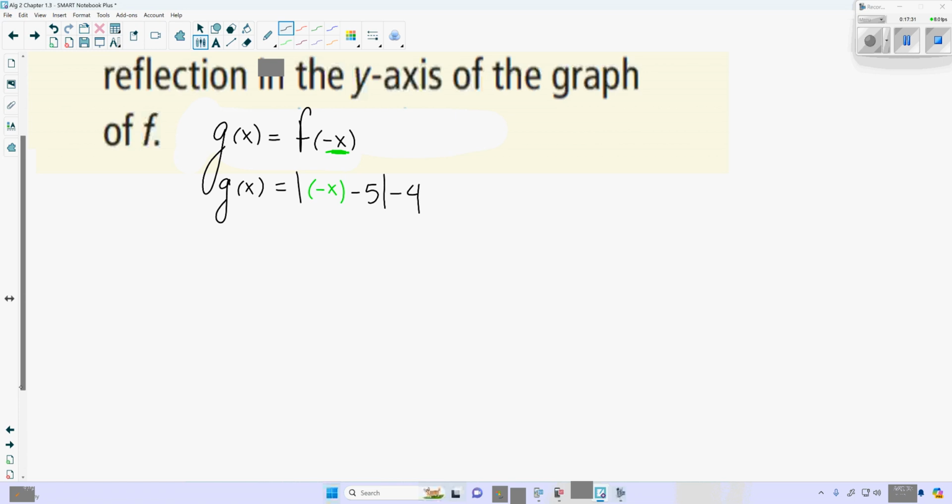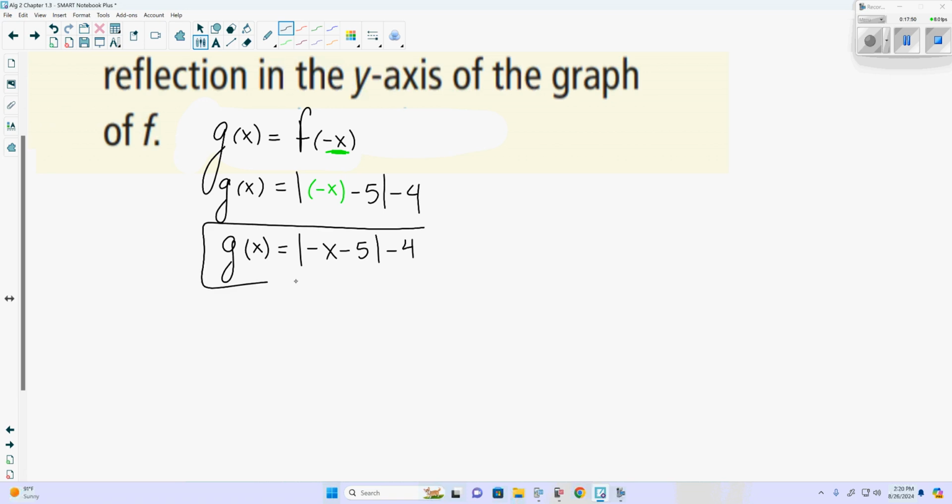Questions on this here? Is there anything in front of our parentheses? No. So it's just going to be negative x minus 5 minus 4. And that is it.